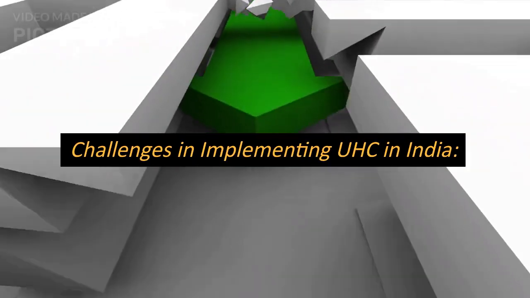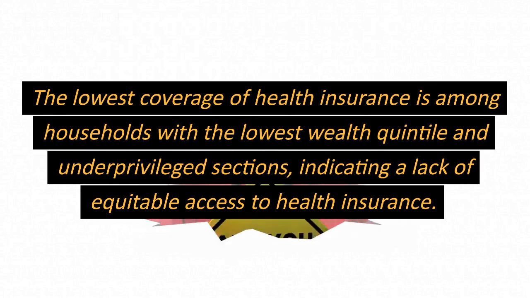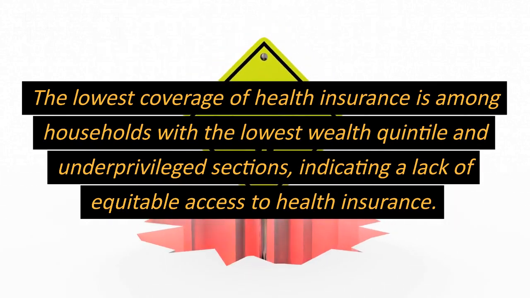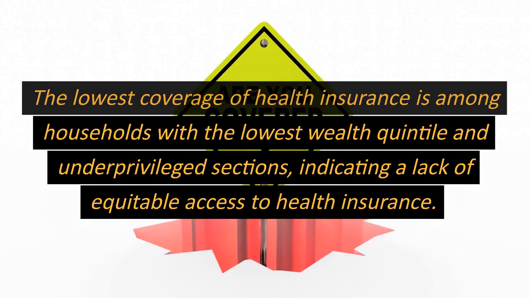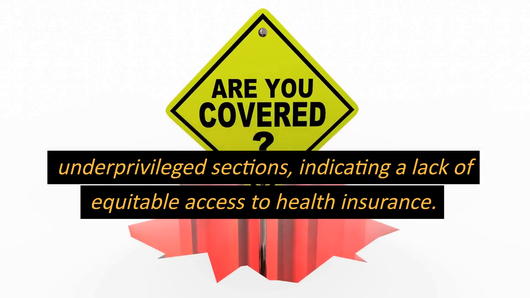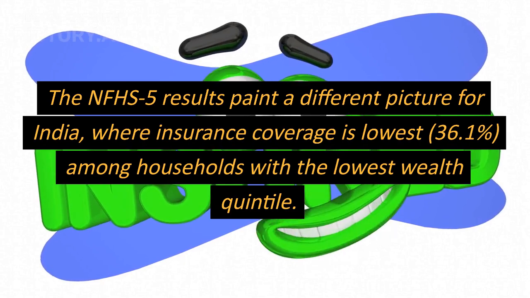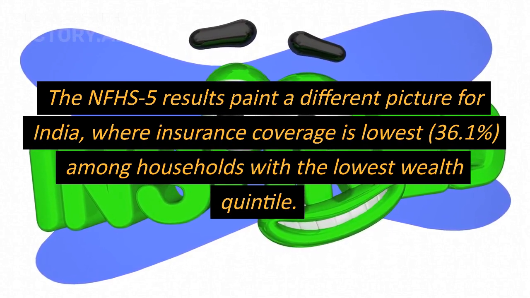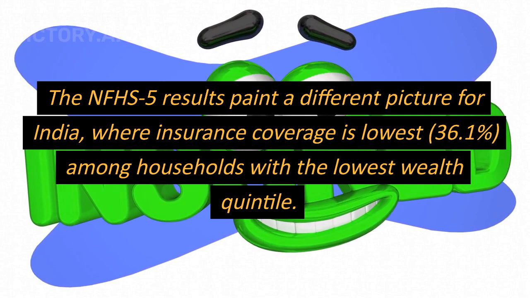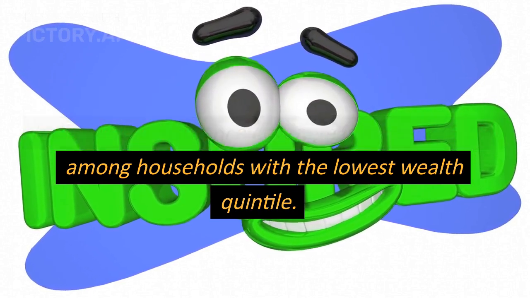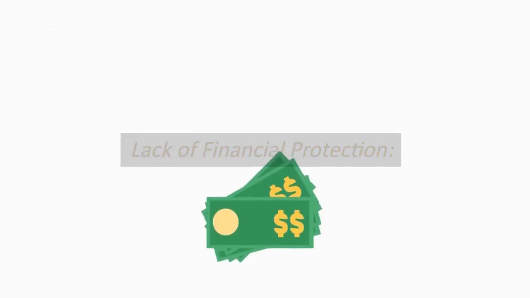Challenges in implementing UHC in India. Inequitable access to health insurance. The lowest coverage of health insurance is among households with the lowest wealth quintile and underprivileged sections, indicating a lack of equitable access to health insurance. The NFHS-5 results paint a different picture for India, where insurance coverage is lowest, 36.1%, among households with the lowest wealth quintile.